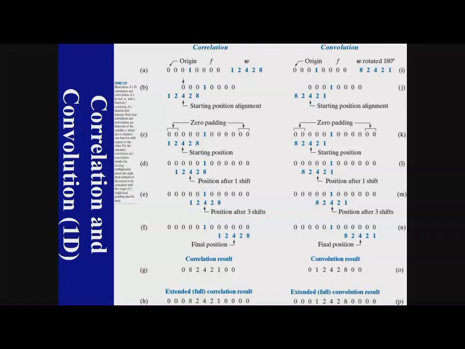Then shift one more pixel, multiply 8 by 1, I have 8. Then move forward, the next 2, next 4, next 2, next 1, multiply to that, I have 8, 2, 4, 1, 0, and finally, moving to the end, multiplying by 0, I have 0, 0. This is the result, and this is the correlation. It does not change anything; just put the mask there and multiply to the corresponding values. So that's one dimension.